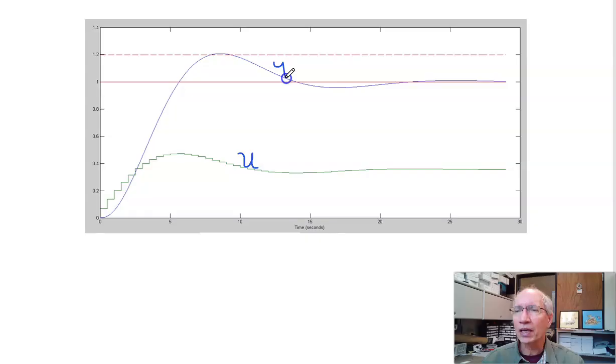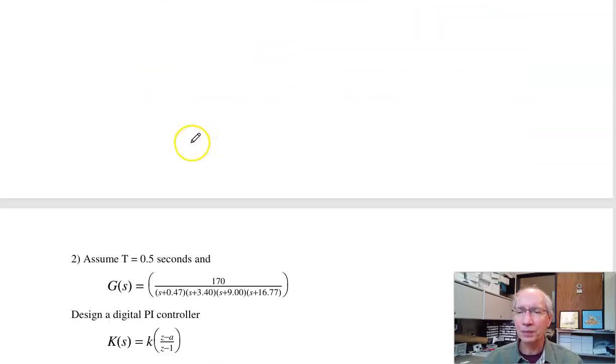Here's the output y. Y is analog. I designed for 20% overshoot. And sure enough, I've got just about 20% overshoot. A little bit more because of my integrator, I'm using Euler integration. But that basically checks your design. It is working. That's an I compensator.